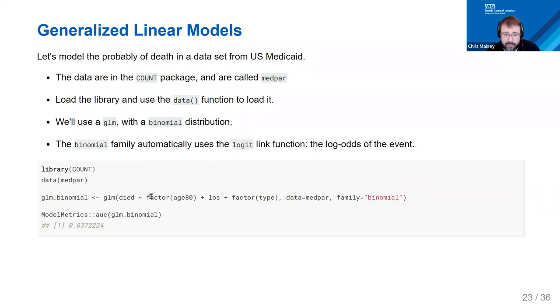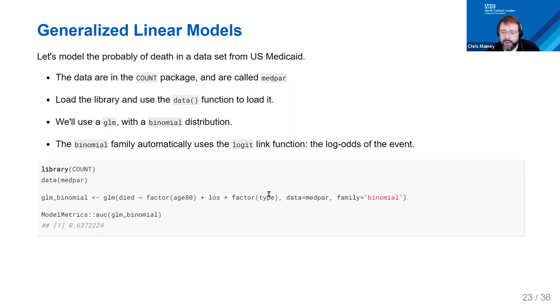And this is a slightly more complicated model than before. So you'll see some of the components that we used previously. So first of all, we created an object. We've used a GLM. We're saying the data column called died is explained by, so we've got a categorical variable here, factor of whether someone is age 80 or not, plus the column called length of stay, plus the column called type. I think this is similar to like admission type in, sorry, like an admission method in the UK.